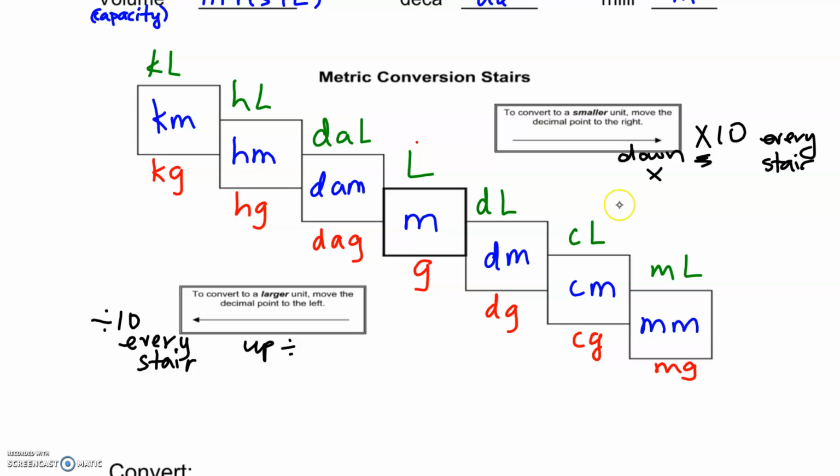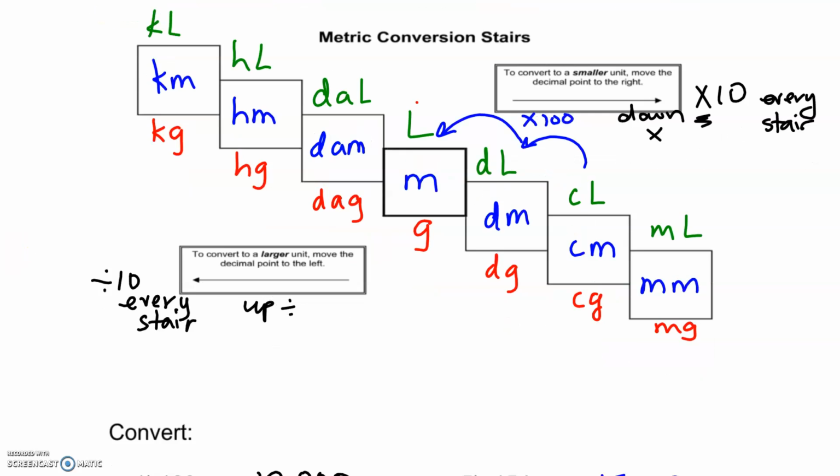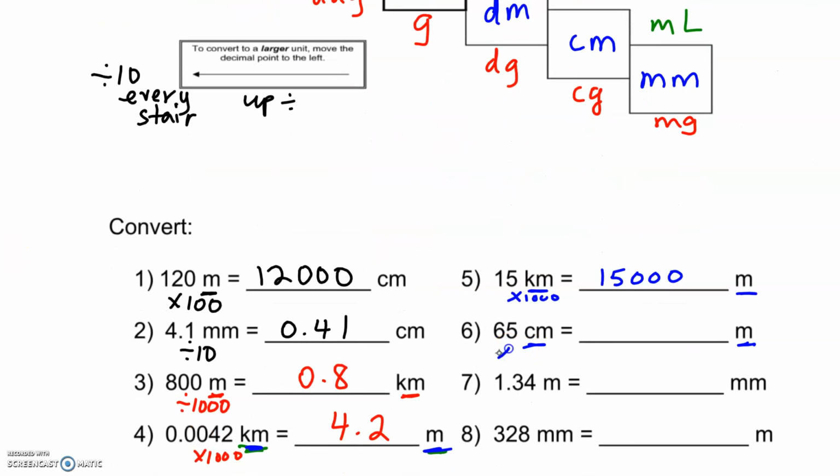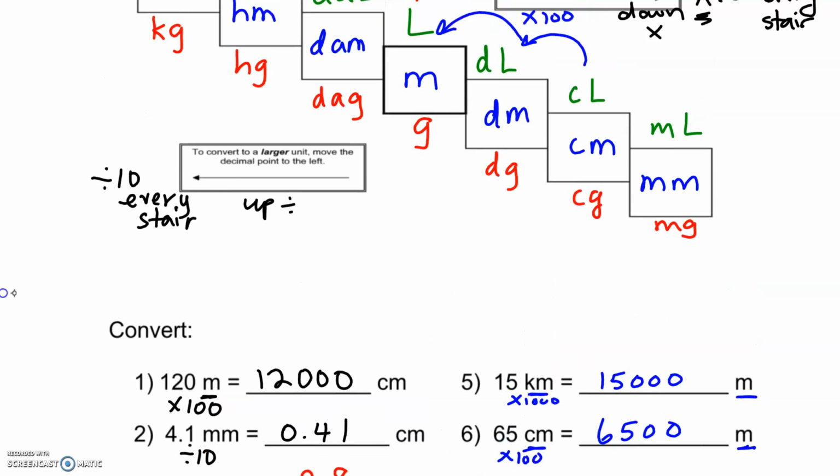So I'm on the centimeter stair and I'm going up 1, 2 to get to the meter stair. I went up, so I know I'm multiplying. I went up 2 stairs, so that's 2 zeros. So I am multiplying by 100. 65 times 100 is 6,500. Okay, my next question is meters to millimeters.